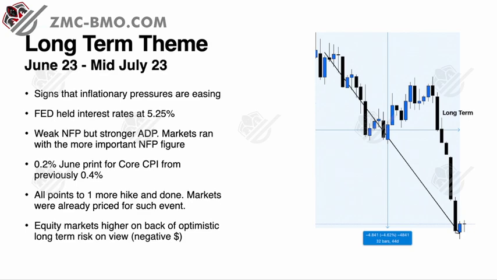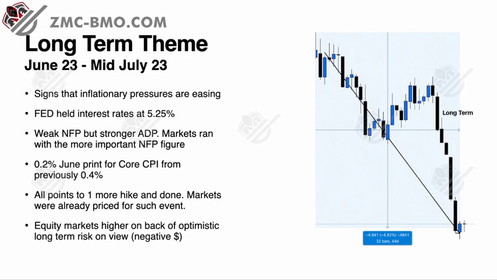And then what we saw from then on is a weak NFP, but a strong ADP. But as we know, the markets will run with the more important NFP figure. And then we saw a 0.2% inflation print for core CPI for June. It was previously, before that, 0.4%. So a 0.2% fall in core CPI. And as we know, core CPI is essentially the driver of where the Fed goes. The fact that it's fallen, then the markets begin to question what the hikes are going to be after July. And as we see here, it all points to one more hike and done.